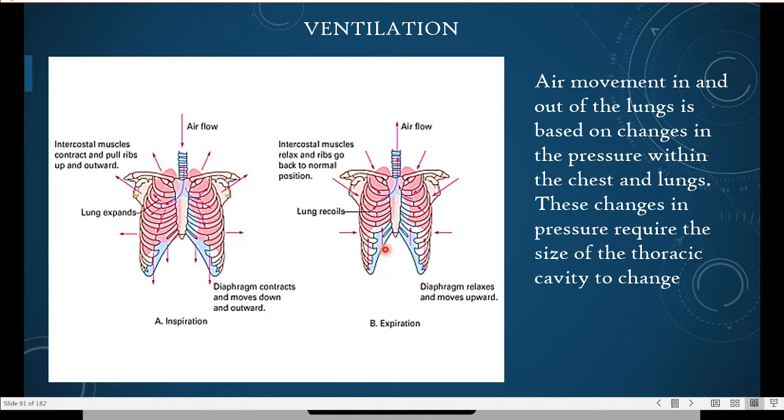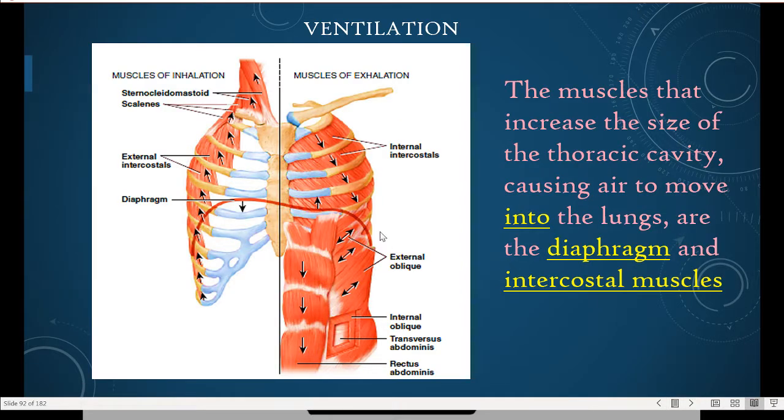And then when the diaphragm relaxes and moves back up, it allows the rib cage and chest to relax and the lungs to relax, allowing you to breathe out, and that is expiration. Here's a representation of those intercostal muscles. We have external intercostal muscles and internal intercostal muscles. Just know that these muscles increase the size of the thoracic cavity, and they allow air to move into the lungs.